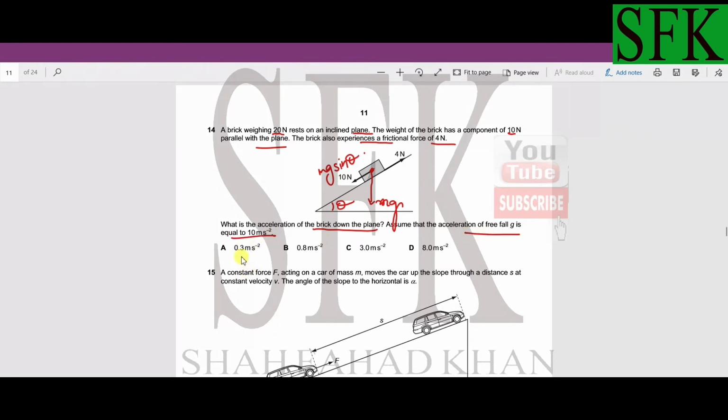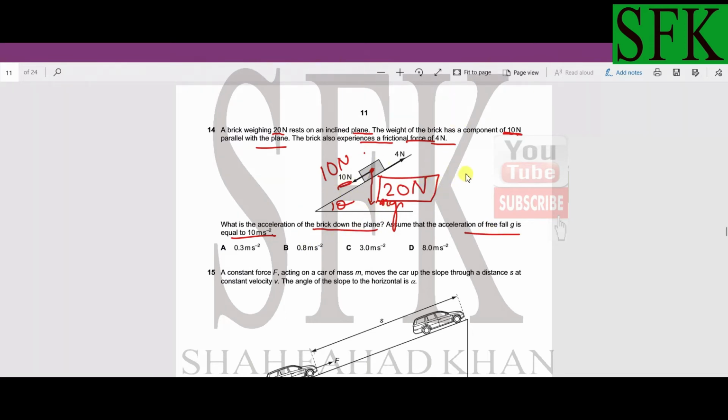What is going to be the acceleration of the brick down the plane? 20 Newton is the weight of the brick. It rests, and the weight of the brick has a component of 10 Newton down the plane. The 10 Newton is acting downwards over here. Then the brick also experiences a frictional force. Now what is the acceleration of the brick down the plane? We need to calculate the acceleration.